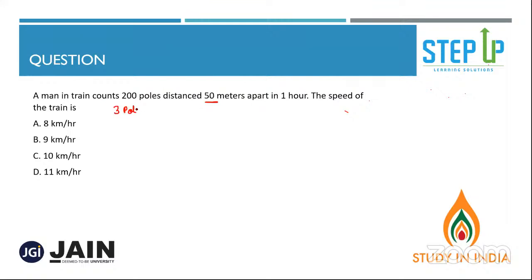Okay. 3 poles, distanced 50 meter. What will be the distance? 150 meter? No, look at this. Pole 1, pole 2, pole 3. Now, 3 poles distanced 50 meter. It means that the distance between the first pole and second pole is 50, and second and third pole is 50. So first and third pole is 50 into 2.